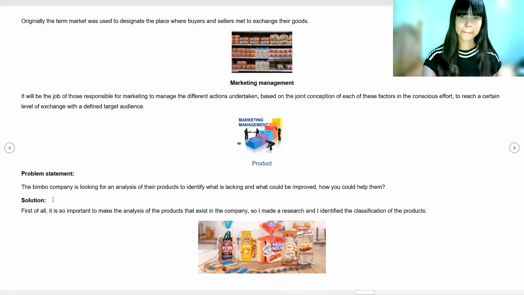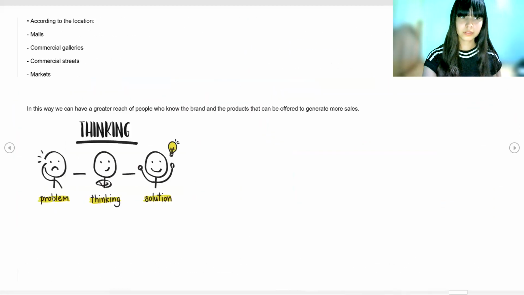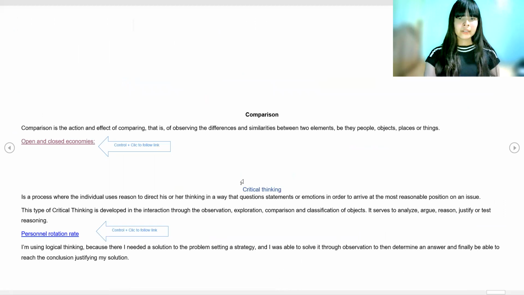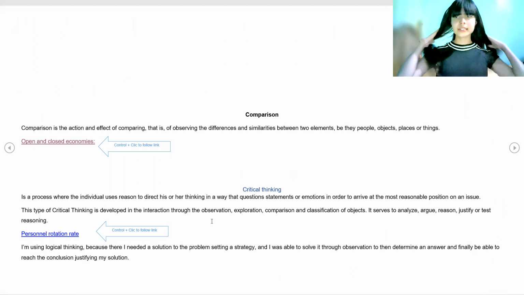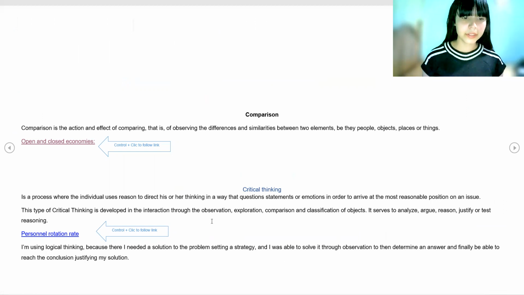And finally, the critical thinking, that is a process where I use my reason. This type of critical thinking is developed in the interaction through the observation, exploration, comparison, and classification of objects. It serves to analyze, argue, reason, justify, or test reasoning.